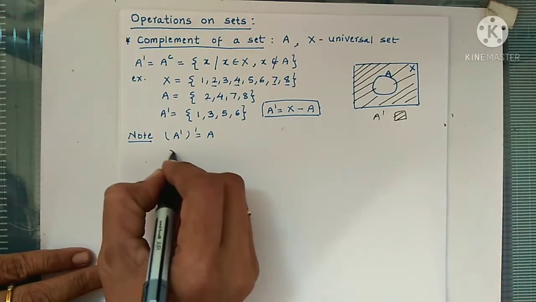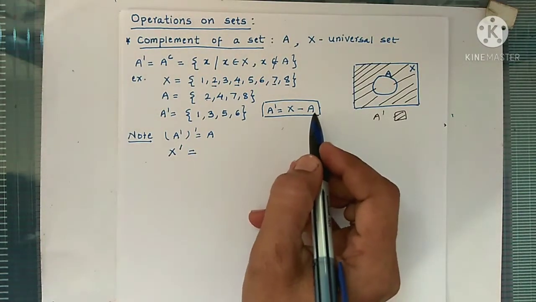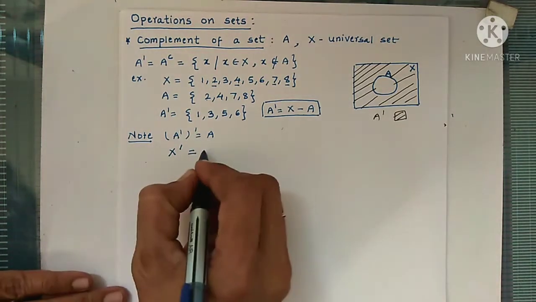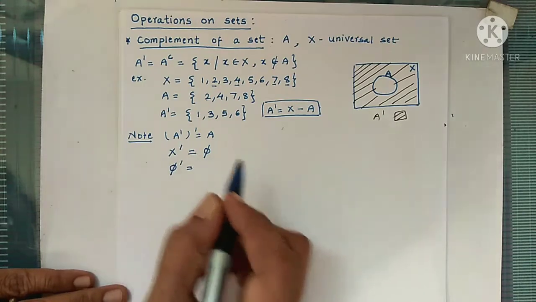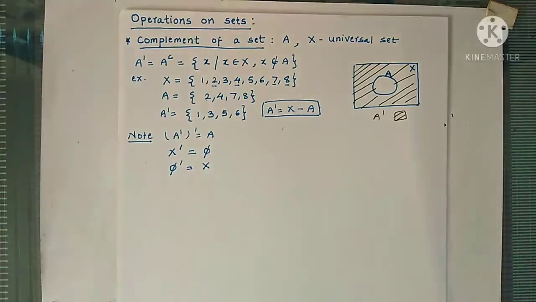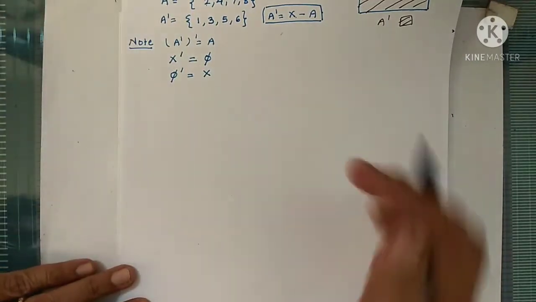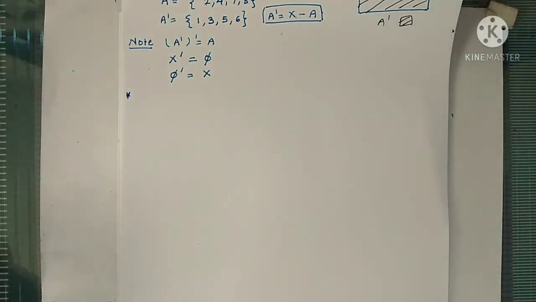If we want to write down X complement, X complement will be X minus X. It does not contain any element. That means it is the empty set. So X complement is phi. And if we take phi complement, then phi complement is X minus phi. Phi does not contain any element, so X minus phi is X. So complement is the part of X which is not in A. That is A complement. So this is the first operation on sets.